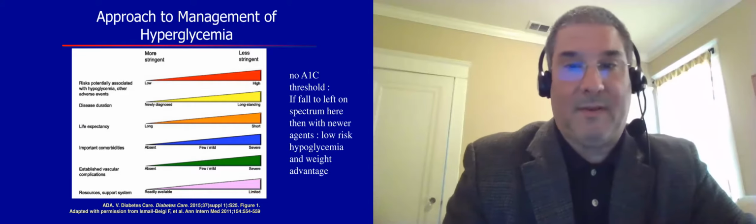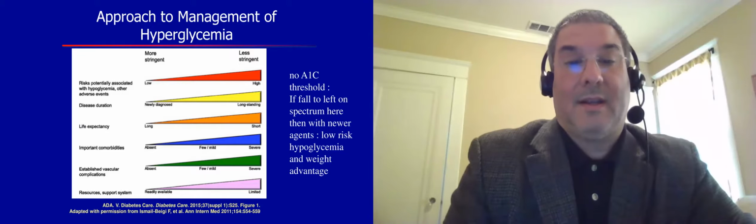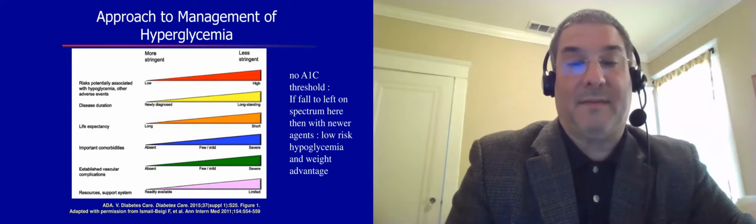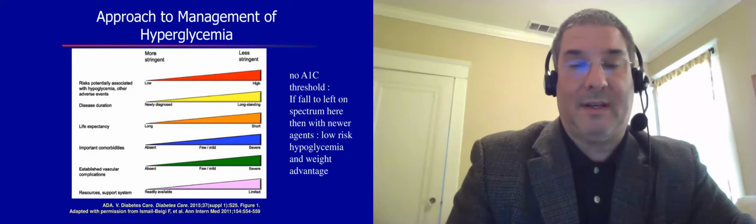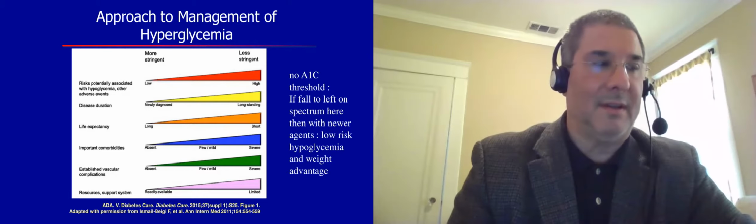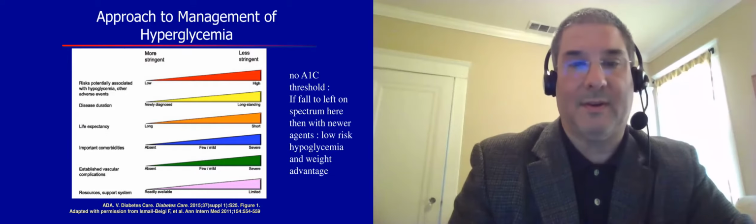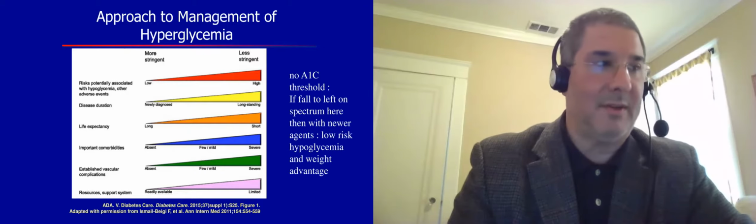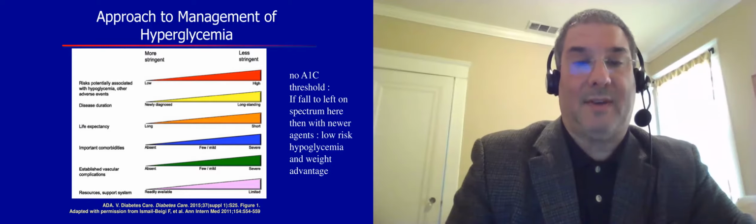So if it were me, for instance, and I was younger than I am now, and I fall to the left of this spectrum, then I might argue that, given in our trials it appears that at least in most instances there is no threshold for glycemic benefit, in other words, the lower the A1C, the better, at least for microvascular risk, then I would say that the lower the A1C, the better.